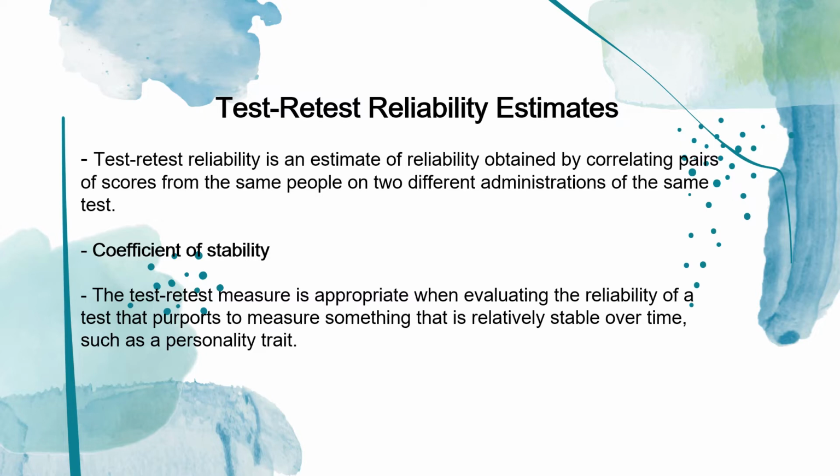The test-retest measure is appropriate when evaluating the reliability of a test that purports to measure something that is relatively stable over time, such as personality trait. So, usually, ginagamit ang reliability estimates na ito sa pag-evaluate o pag-measure ng mga stable na variable. Like, for example, personality traits. So, sabi ko nga kanina, ang personality trait ay relatively enduring or stable kasi nature na siya ng tao. Naturally na nag-o-occur na siya, unlike sa states or emotional states na pabago-bago ang emosyon because of so many factors.